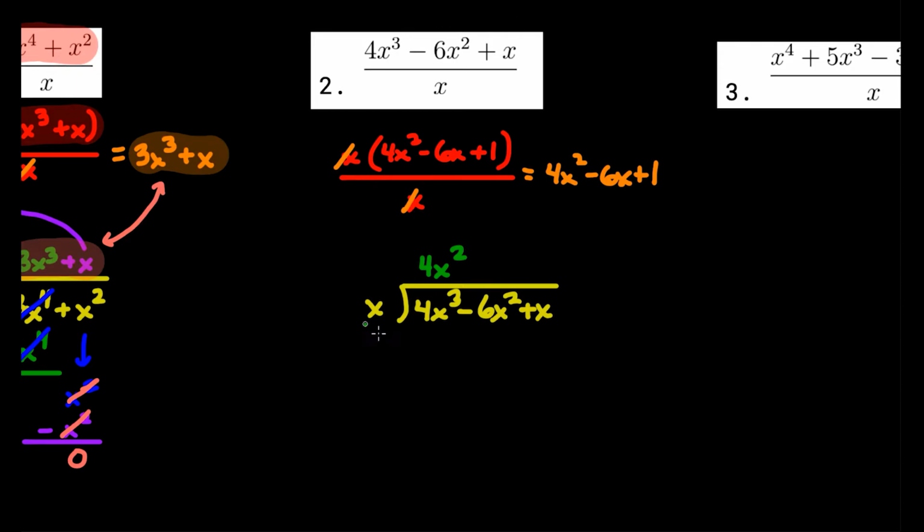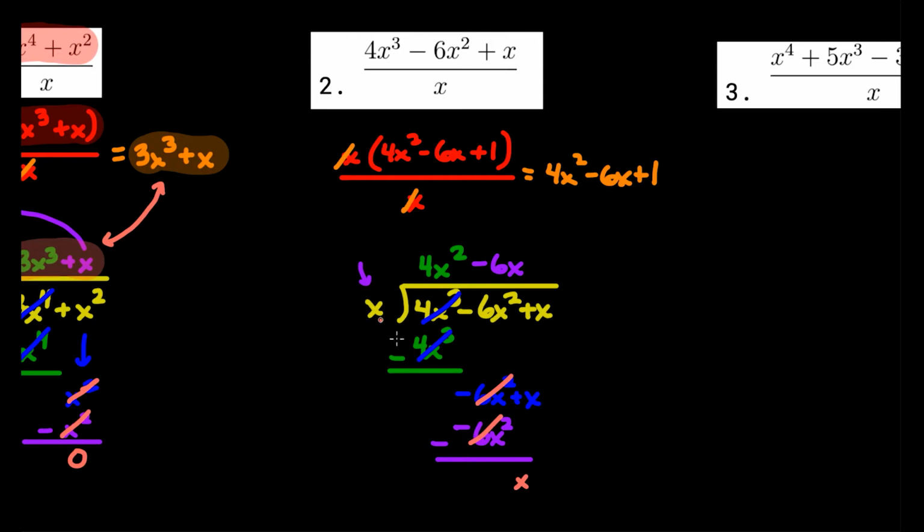So you would multiply that down here and you would end up with 4x cubed, and then we're going to subtract. This will always cancel. If you pick the right number up here, these two numbers should cancel. And you're left with negative 6x squared plus x. Now you have to think, what do you multiply this x by here to get negative 6x? So we're going to do minus 6x here, and you're going to end up with negative 6x squared. Subtract that off. Cancel, cancel, and you're left with x here.